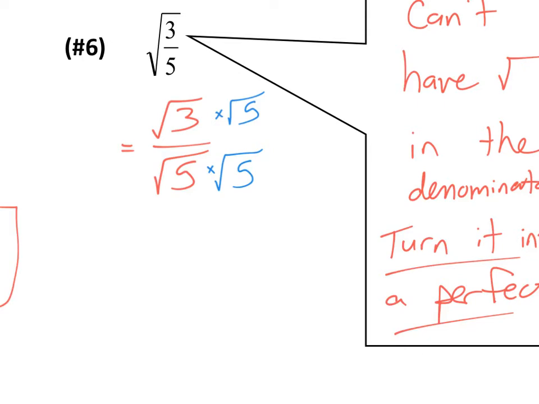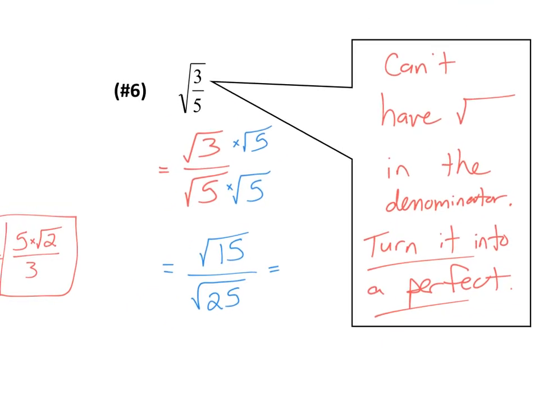So on the top, the square root of 3 times the square root of 5 is the square root of 15. Okay, that's nothing special. But on the bottom, what is 5 times 5? 5 times 5 is 25, and we're taking the square root. So in the end, we have the square root of 15 over the square root of 25. What is the square root of 25? The square root of 25 is 5. So we no longer have a radical on the bottom. We change it from square root of 5 into 5. So square root of 15 over 5 is your final answer.